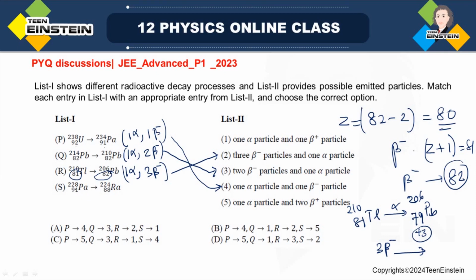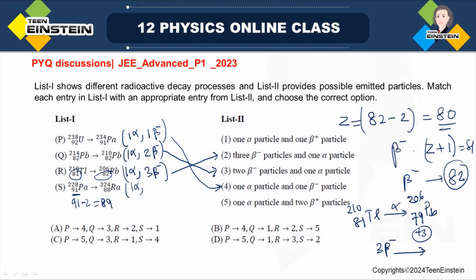See, 228, now it has become 224. That means 1 alpha particle, I can say surely. And see, it was 91. So minus 2 means you should have got 89, right? 89. So after 1 alpha decay, you should get Z 89 and mass number 224.